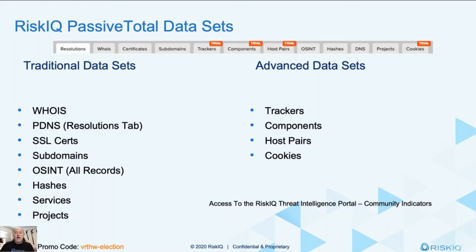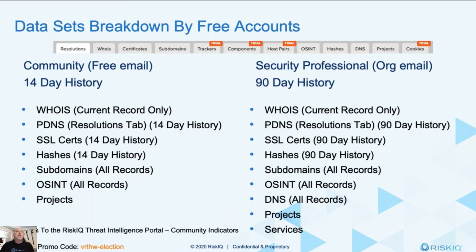the cookies. And we're going to go through all the different tabs, all the different information, and we're going to use some of the advanced data sets to get a greater understanding of who's for and who's against each candidate, and how these candidates are using their infrastructure to attract voters to their sites. Okay, so remember the community accounts are only 14 days worth of history, and the security professional accounts, the one that uses a corporate email account, you get 90 days of history.